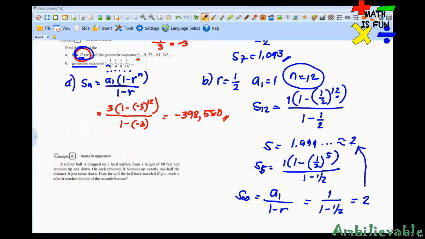Okay? So if they did not state the number of terms, then this is the time that you have to find the sum to infinity. All right? A over 1 minus r, or A1 over 1 minus r. Okay? Lindsay, will you read the example 6?